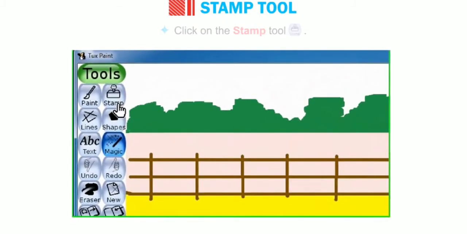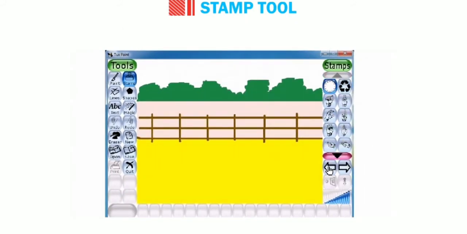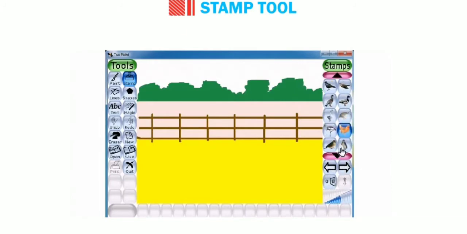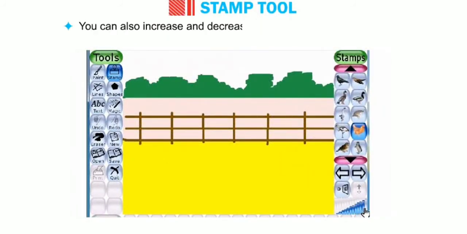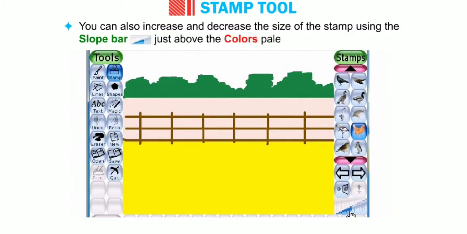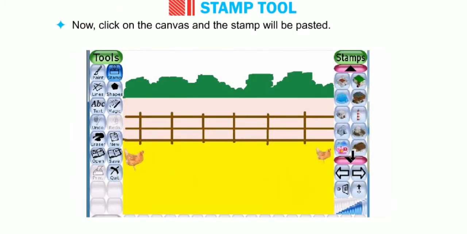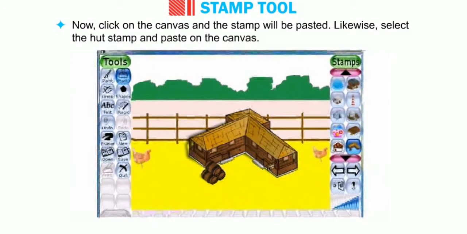Click on the tool. Choose any one stamp from the sub-tool box. For more stamps, click on right or left arrow. Select the cork stamp. You can also increase and decrease the size of the stamp using the slope bar just above the colors palette in the sub-tool box. Now, click on the canvas and the stamp will be pasted. Likewise, select the heart stamp and paste on the canvas.